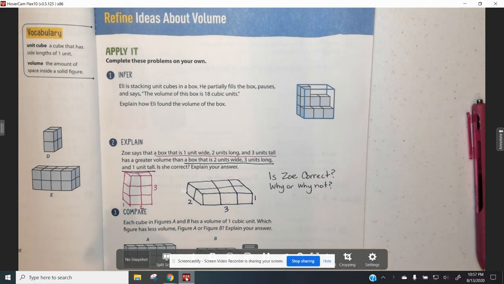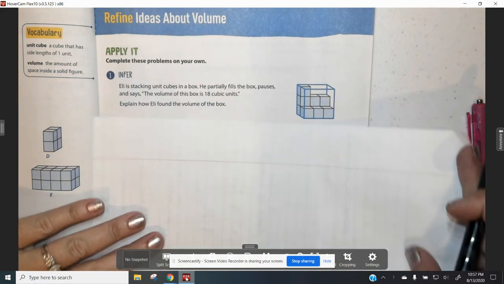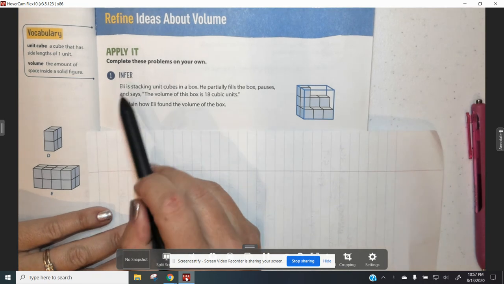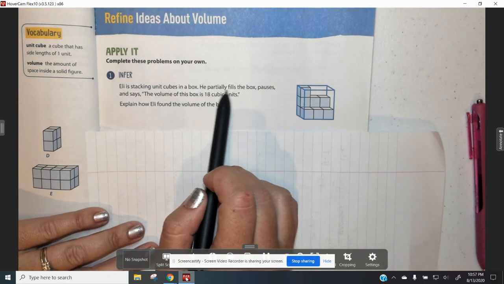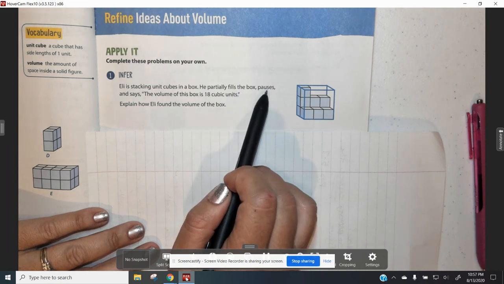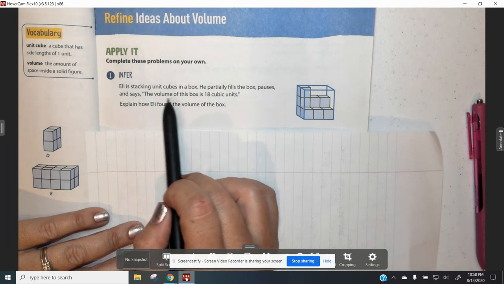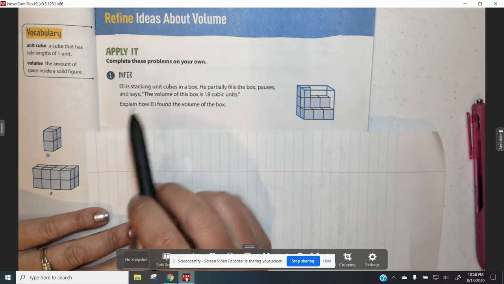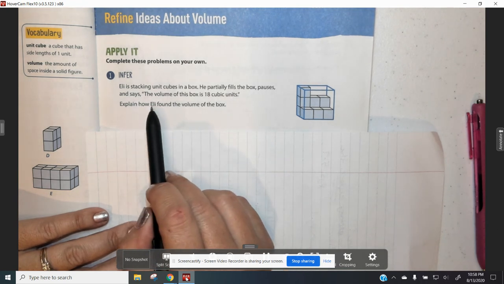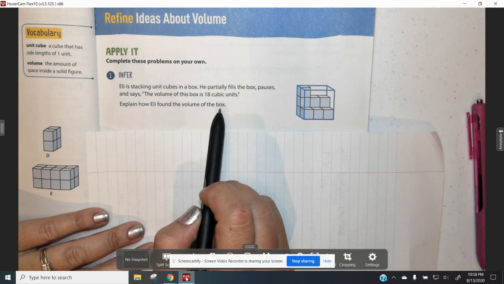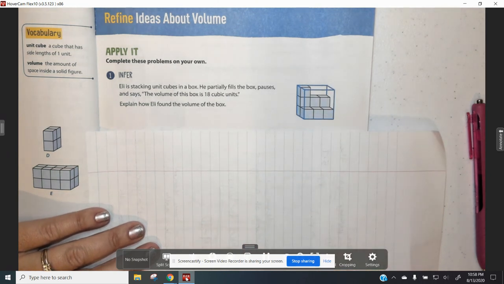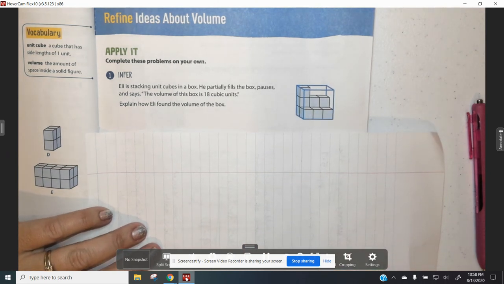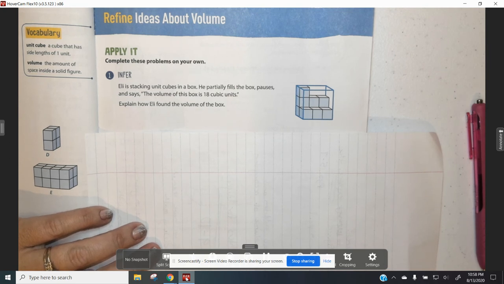All right, so on page 13, we're going to look at number 1 first. So number 1 says Eli is stacking unit cubes in a box. He partially fills the box, pauses, and then says, the volume of this box is 18 cubic units. Explain how Eli found the volume of the box. So look at this box. We know that right now the box isn't full. But he is right. The volume of this box is 18 cubic units.